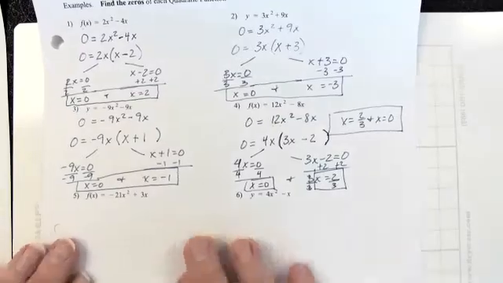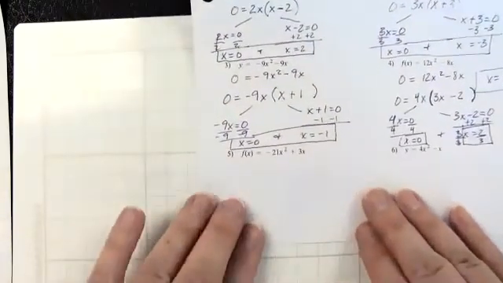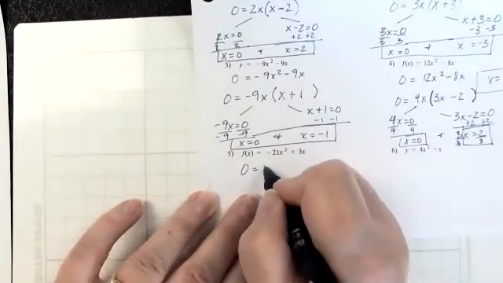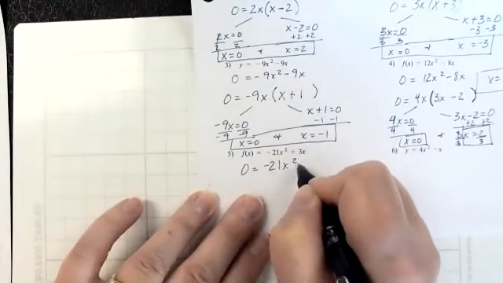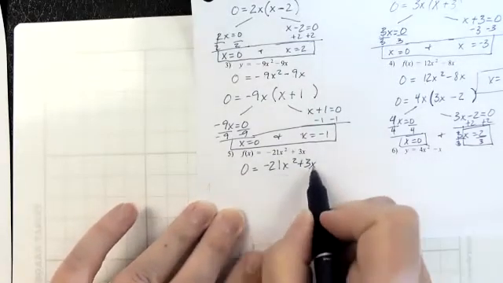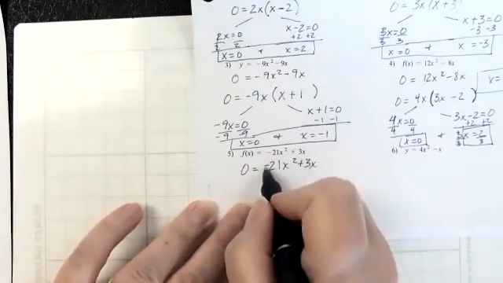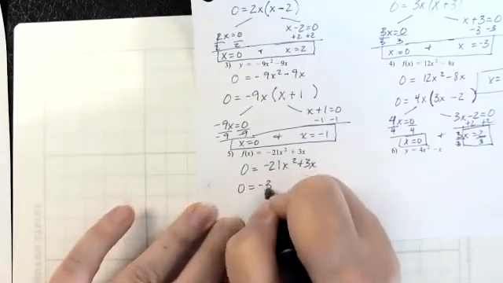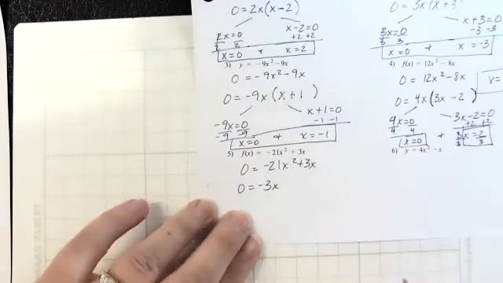Okay, moving on to number 5. So we'll say 0 equals negative 21x squared plus 3x. Our GCF is 3x. Okay, we'll factor out the negative. We want that leading coefficient to be positive. So we'll say 0 equals negative 3x.